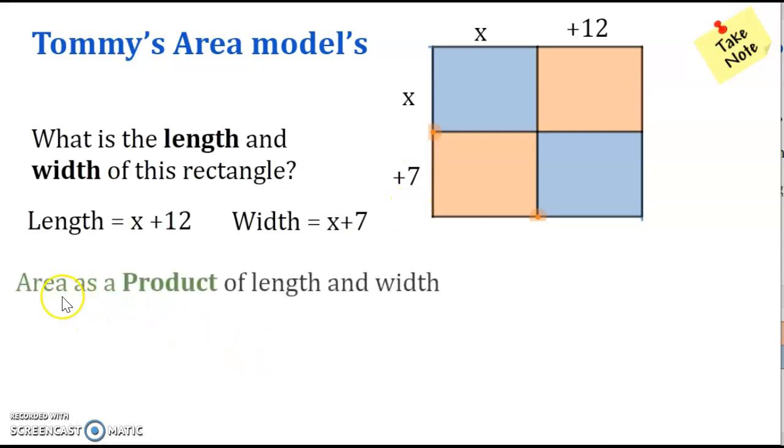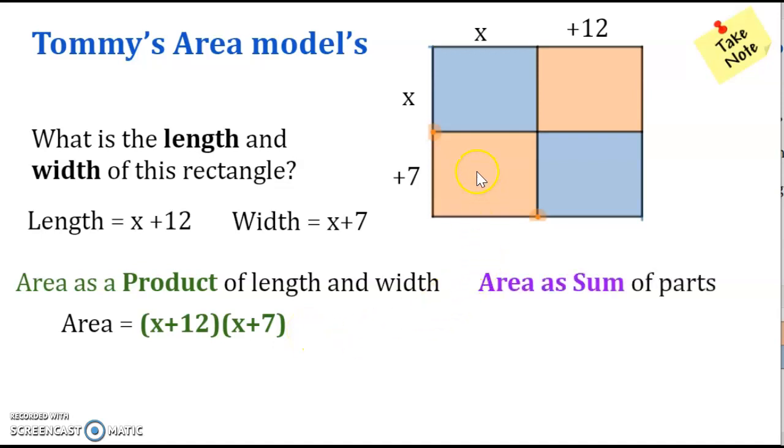So if I talk about area as a product of length and width, where the length is x plus 12 and the width is x plus 7, putting that together, the area is just going to be x plus 12 in parentheses multiplied by x plus 7 in parentheses, because x plus 12 represents the length and this represents the width. Okay? Alright, so then let's consider area as a sum of its parts.